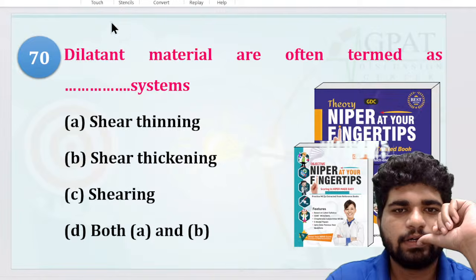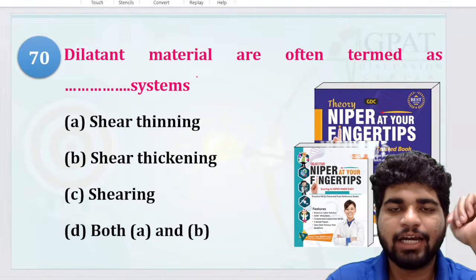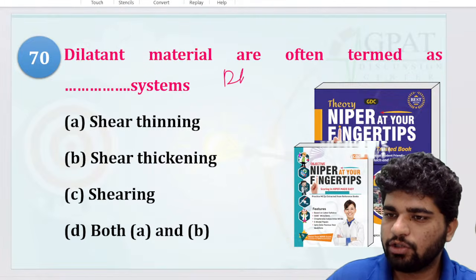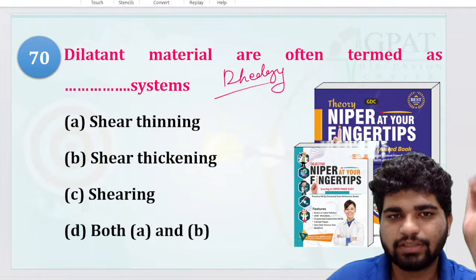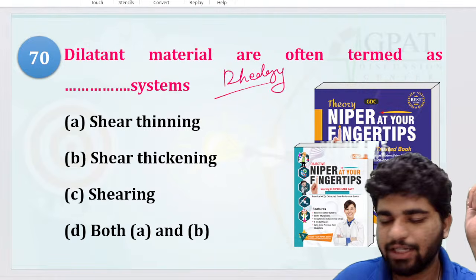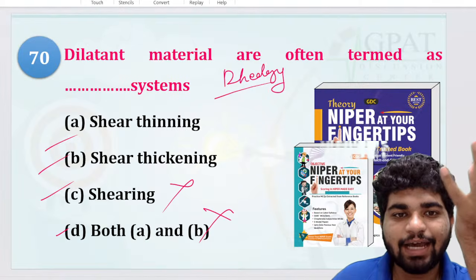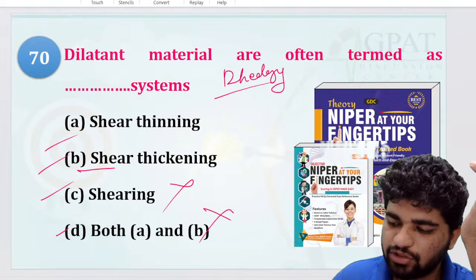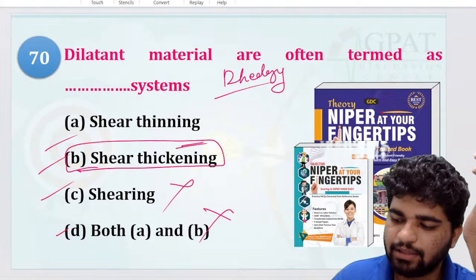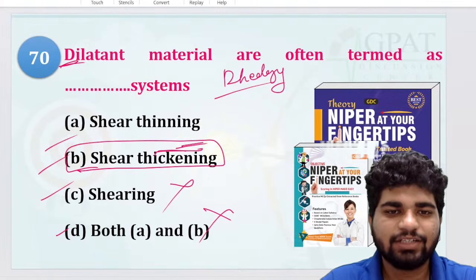Okay. Dilatant materials are often termed as what? We are talking about rheology here, the flow of fluids. Dilatant material: shear thickening, shear thinning, shearing, or both A and B. Both A and B, so obviously no. Shearing would be no. So dilatant is what? Shear thinning, shear thickening? That's your shear thickening. Thickening. Dilatant. Okay. Chalo.